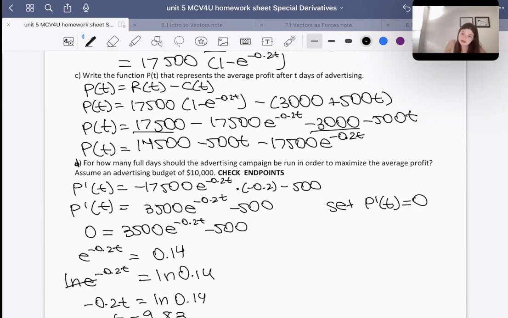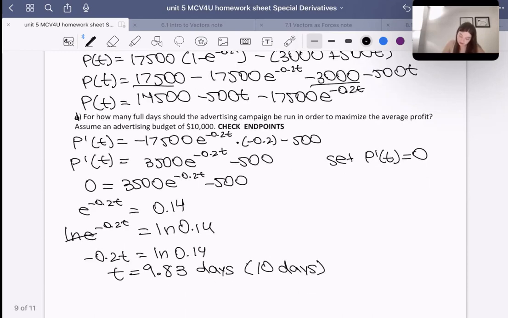And then if we divide that out, we're going to get that t is equal to 9.83 days. Now, I don't actually think that we can run the campaign for a partial day, so I'm just going to say, well, I guess we're stuck paying for 10 days then, because 9.83 does seem awfully close to 10. So I'm just going to say we'll round up to 10 days, because I don't know that we can actually just run it for partial days there.